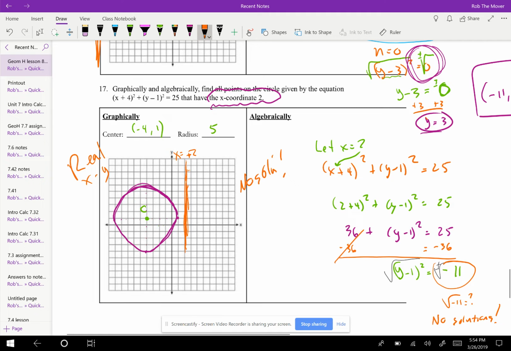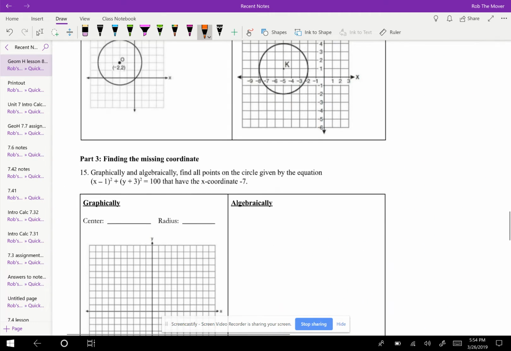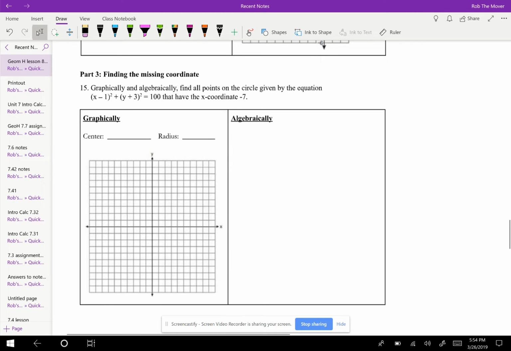Let me go back and approach number 15 again. This one was probably the more complicated of the three, and we did it quickly in class, but I want to go over it real quick. Let's go ahead and graph this really quick. The center is 1 comma negative 3, and a radius of 10, which puts us over here, up here, over here, and 3 more below, somewhere like that.